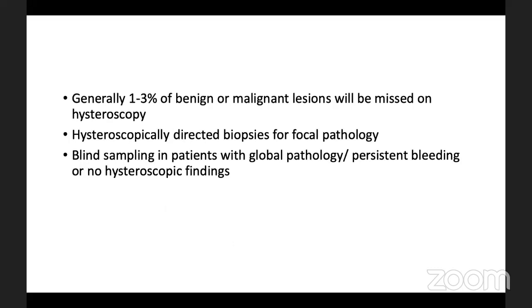So generally they say that 1 to 3% of benign or malignant lesions will actually be missed on hysteroscopy, although we're saying this is the gold standard. But of course, where there's focal pathology, the best, without any doubt, is hysteroscopically directed biopsy for that. Blind sampling, I know it has been discussed, may be done where the patients have got global pathology or where they have persistent bleeding and still there are no hysteroscopic findings. So you can still do a blind sampling, get some tissue and get a histological diagnosis.